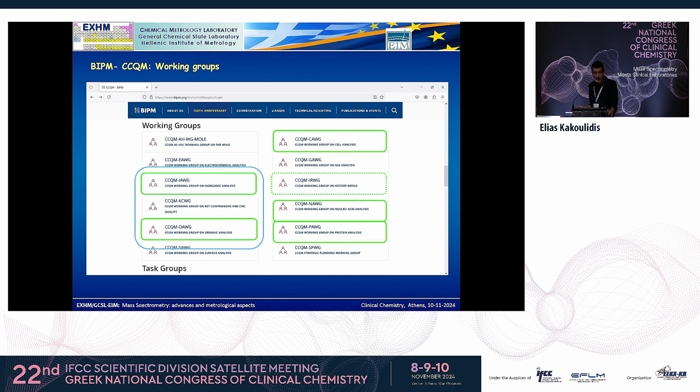There are several working groups according to the basic measurements that are followed. Of relevance to us, in Greece, we are active in inorganic analysis and organic analysis. We are doing very few things on isotope ratio mass spectrometry, and we are slowly getting into the protein analysis working group. The reason is that in all other measurements, except for clinical measurements, peptides and proteins are hardly measured.